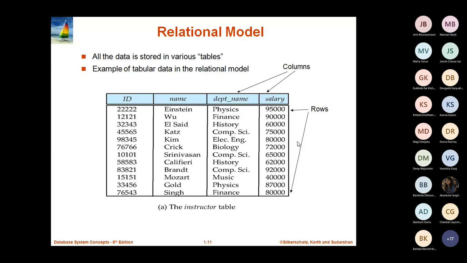And relational databases are very simple: data is stored in the form of various tables, which is very easy to understand. Let us look at this example. We have this table which is called instructor. Each table has a name, and every table has a set of columns. Here we see there are 4 columns: ID, name, department name, and salary. That is basically the structure of the table.